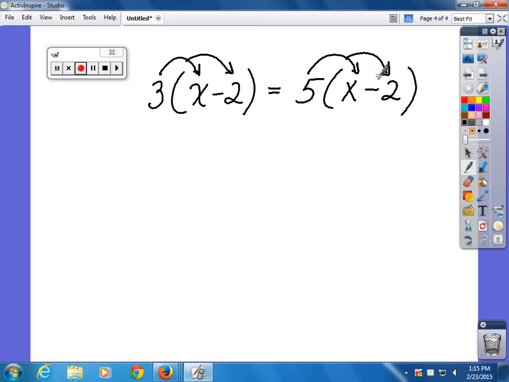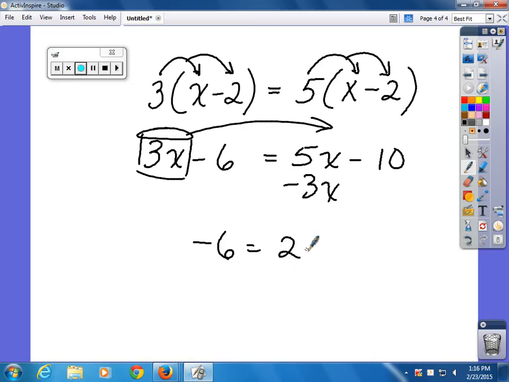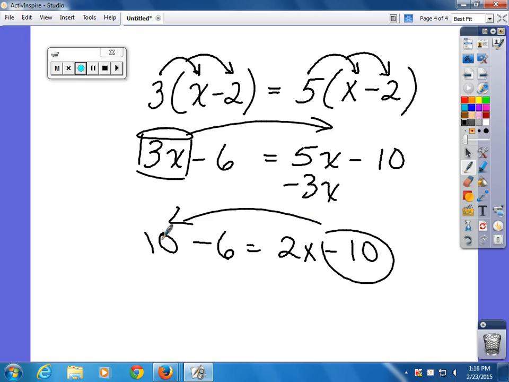And what do we have on the left hand side? 3x minus 6 is equal to what? 5x minus 10. Which one is the smallest bucket? 3. I'm going to move it over. It becomes minus 3x. Negative 6 is equal to 2x minus 10. That negative 10 comes across the river. And 10 minus 6 is 4. X is equal to 2.